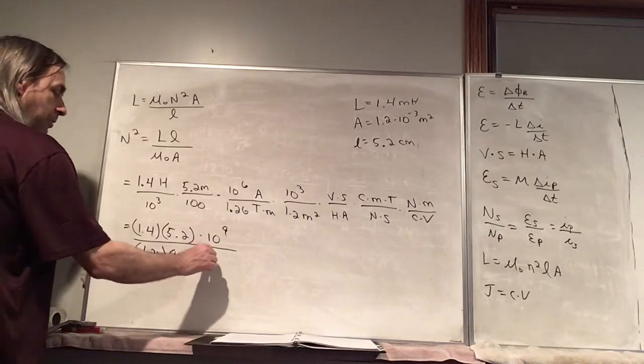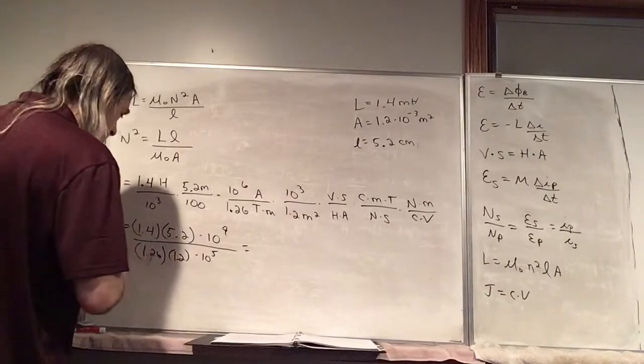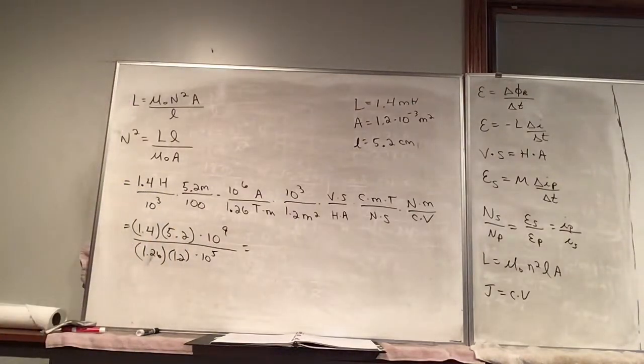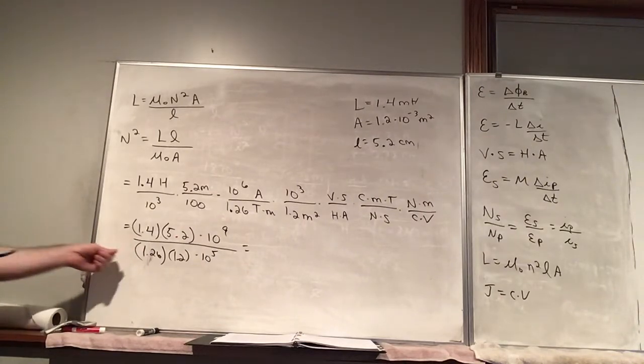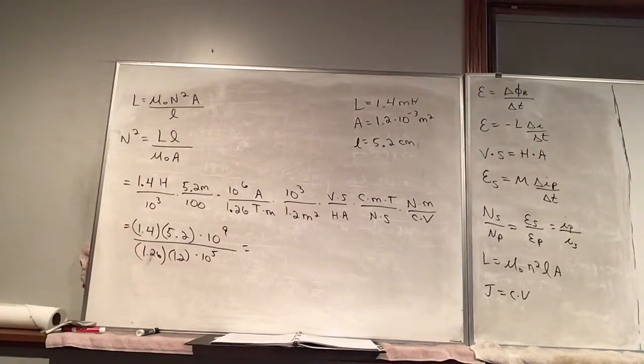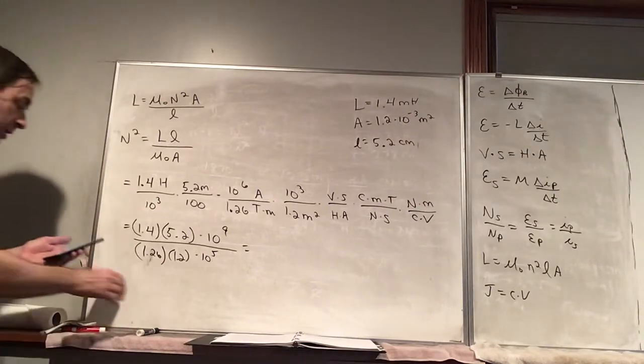1.2 times 10 to the 5th power. So I'm just going to multiply the numbers, 1.4 times 5.2. And then dividing, I divided by 1.26 and hit enter. And then I'll divide by 1.2 again. You have to be careful, just order of operation thing.